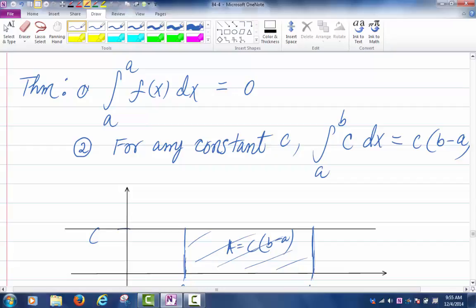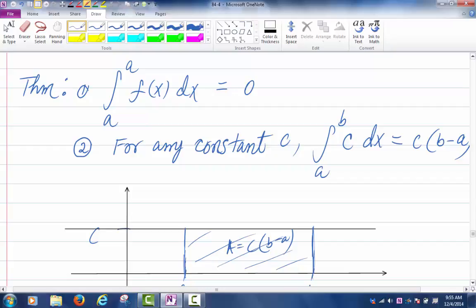So here's what I want to ask you. If I look at the Riemann sum of this function, what's the value of the Riemann sum? Do I know the value of the Riemann sum? If I look at the Riemann sum of f over the interval from a to a, what's the value of the Riemann sum? Write down the Riemann sum for the function and tell me what is the value.